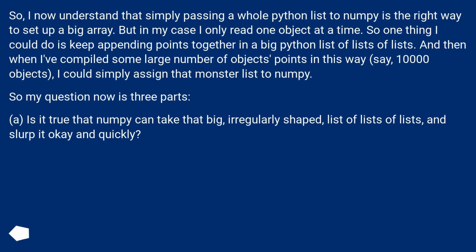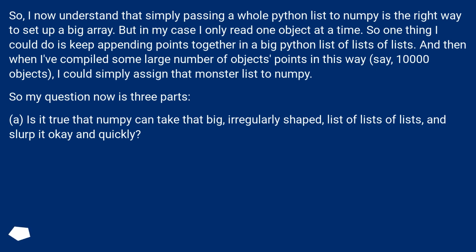So, I now understand that simply passing a whole Python list to NumPy is the right way to set up a big array. But in my case, I only read one object at a time. So one thing I could do is keep appending points together in a big Python list of lists of lists. And then when I've compiled some large number of objects' points in this way, say, 10,000 objects, I could simply assign that monster list to NumPy.